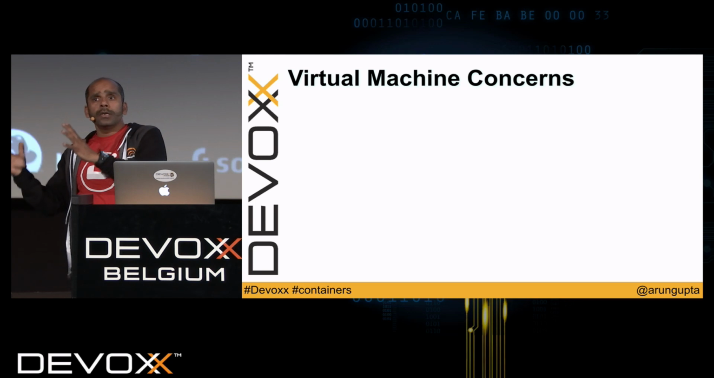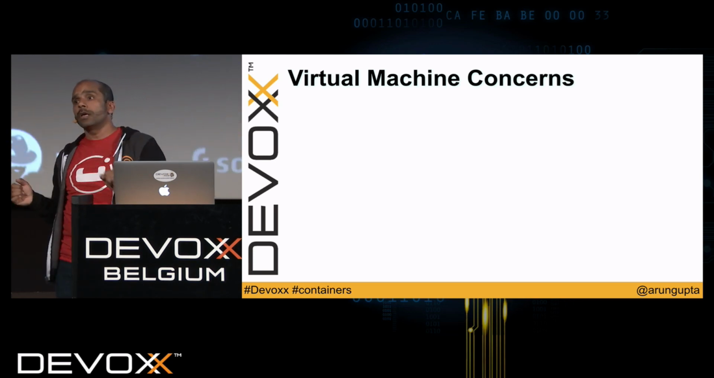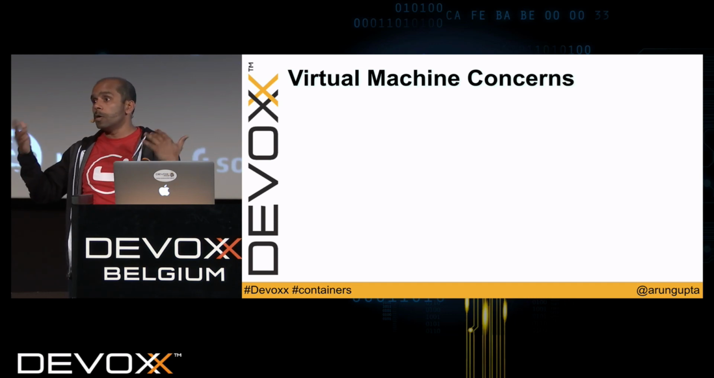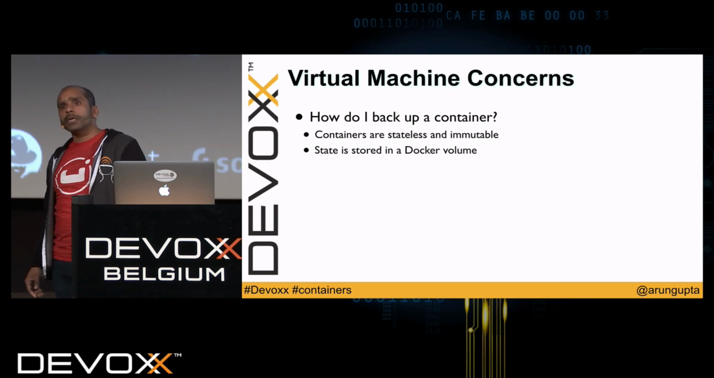So we looked at how to migrate a Couchbase cluster running on Amazon onto these four different container frameworks. We saw the recipes, what to do, what not to do, how to persist the data. What are my typical virtual machine concerns? How do I back up a container?